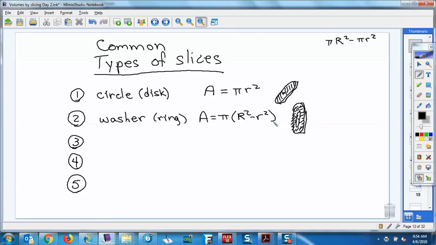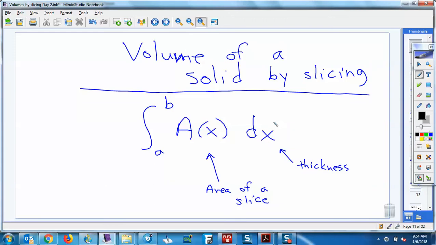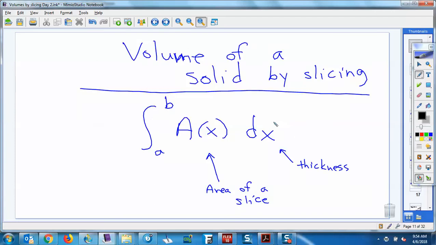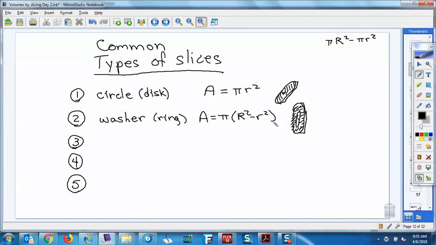Because remember back on this page, for our volume, what we want to put in here is the area of our slice. So if our slice is a circle, we want to put this in the integral. If our slice is a washer, we want to put that into our integral. So whatever goes into our integral here is the area of the slice we're dealing with. And so we're going to make a list of slices here with their area formulas, and that's what's going to go into the integral.